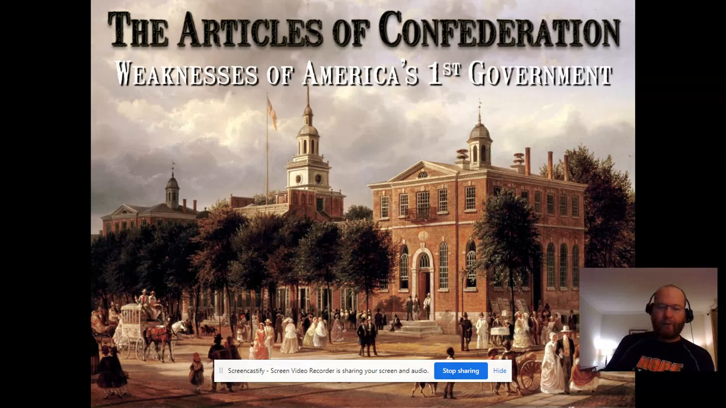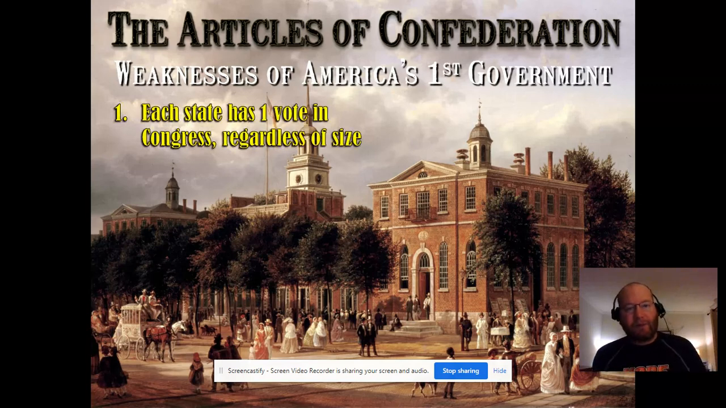So, first of all, we want to look at what were the weaknesses of America's first government under the Articles of Confederation. We've talked a lot about some of these. First of all, each state has one vote in Congress, regardless of size. So every state was represented equally, but that doesn't mean every citizen was represented equally because each state just had one vote.